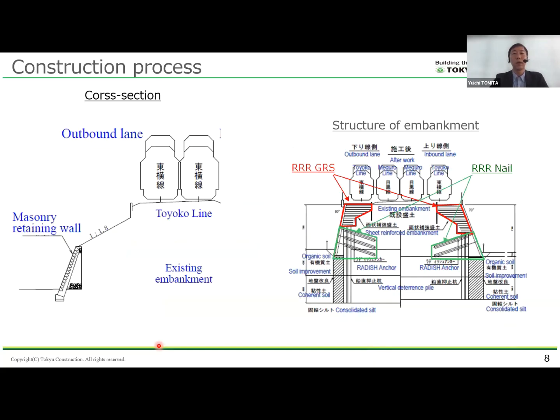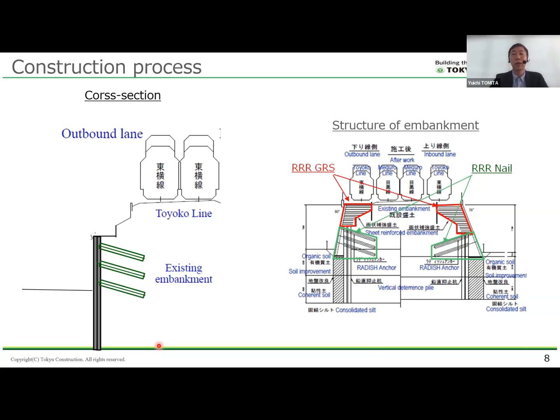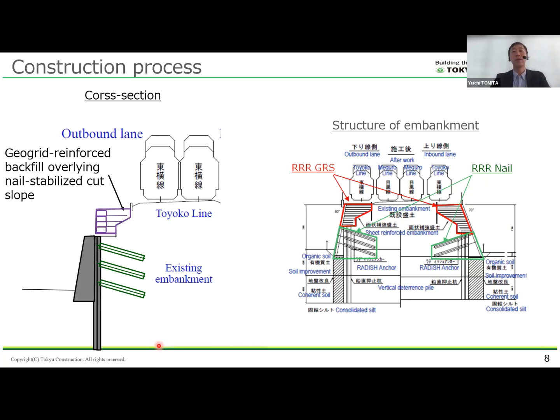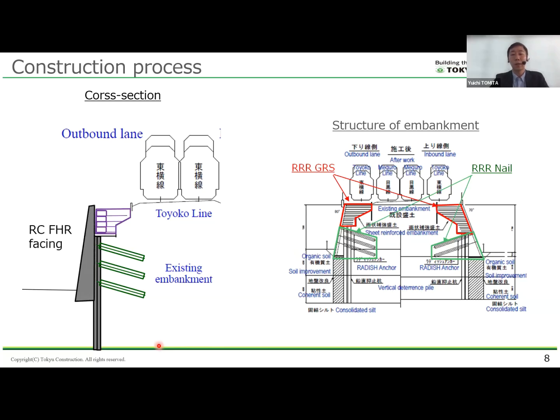Construction process. The construction was carried out in the following several main steps. First, a cement mixed soil column wall was constructed by in-place cement mixing to retain the nailed soil wall during cutting. The existing masonry retaining walls were cut step by step, stabilizing the embankment by installing radish anchors. After the nailed walls were completed, the geogrid reinforced backfill was constructed by the 3RGRS. Finally, an RC full-height rigid facing was cast in place to tie the nail reinforced slope and the geogrid reinforced backfill together. A strong connection between the RC facing, the nail heads, and the geogrid layer is essential.